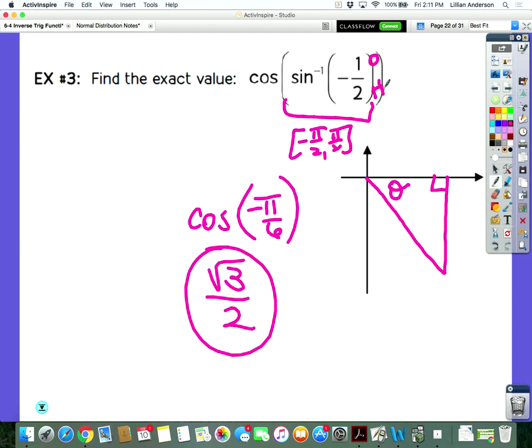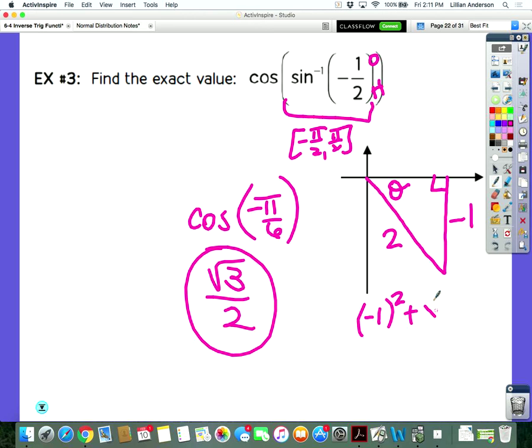Going back here, your opposite side is going to be 1 and your hypotenuse is going to be 2. But more specifically, your opposite side is going to be -1. Why? Well, you're in the 4th quadrant, and in the 4th quadrant this would be negative. Now, if I know 2 sides out of the 3, how do I find the 3rd side?